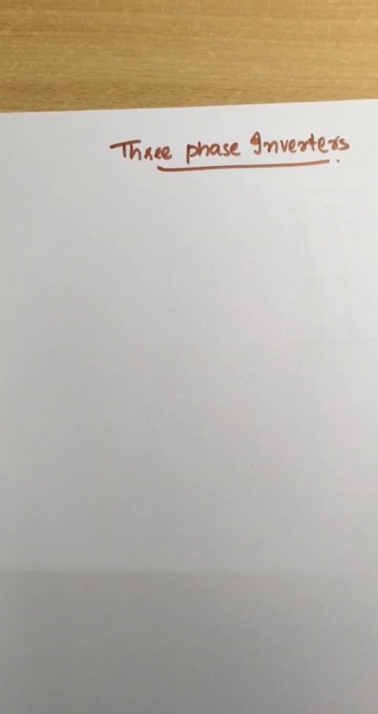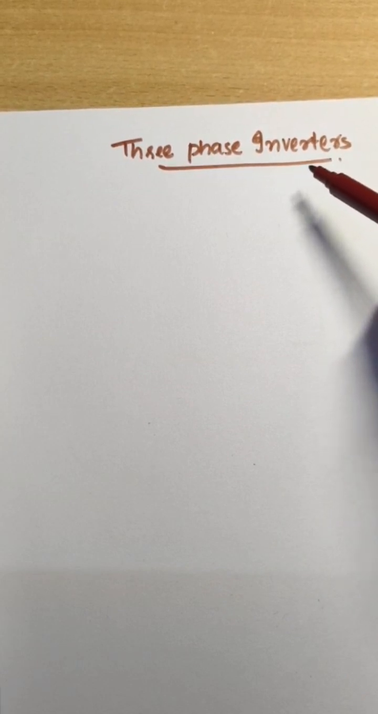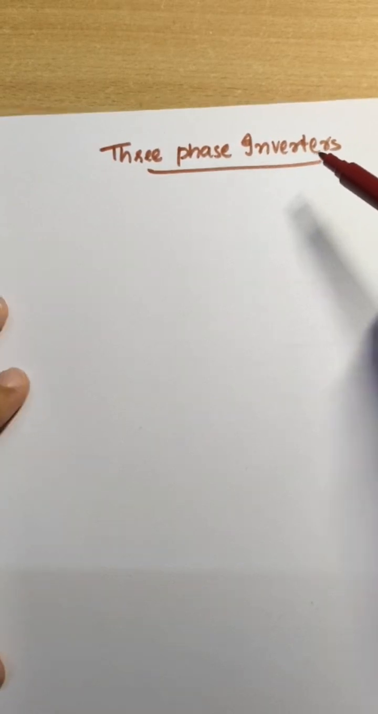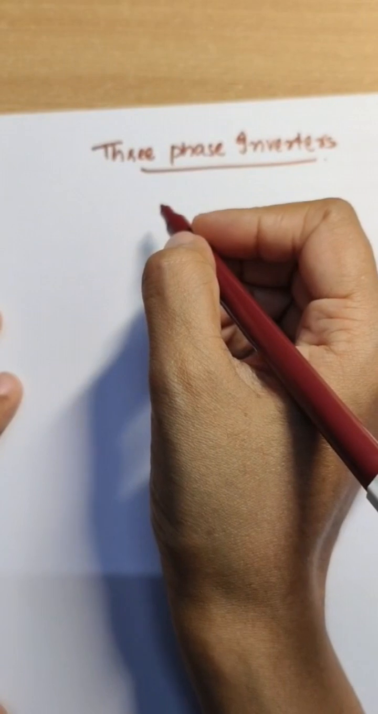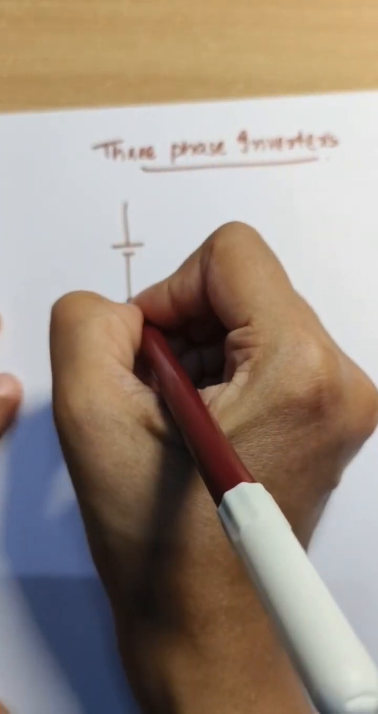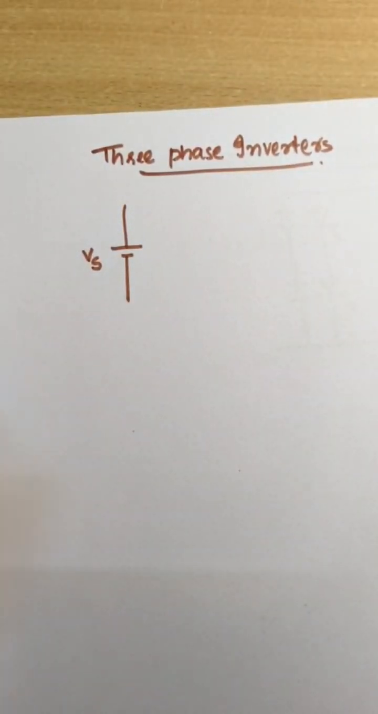In this session, we will be seeing about three-phase inverters. An inverter is a device which converts DC power to AC power at required voltage and frequency. So, we can draw the three-phase inverter circuit diagram. It consists of a DC supply and the DC supply is indicated as Vs.